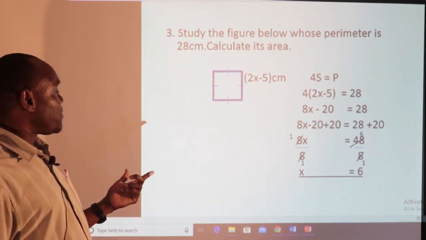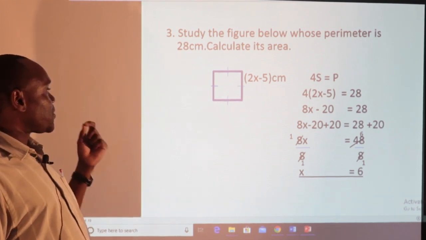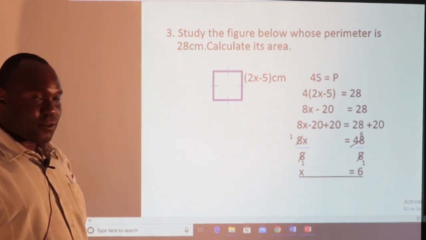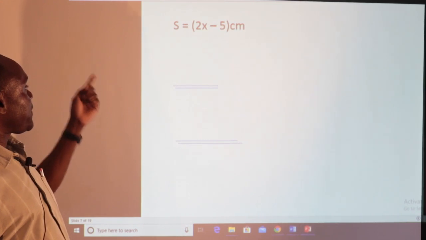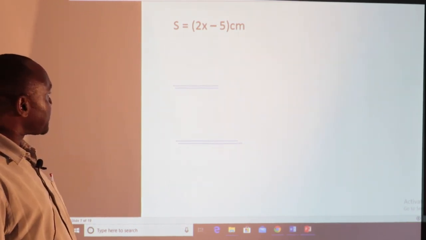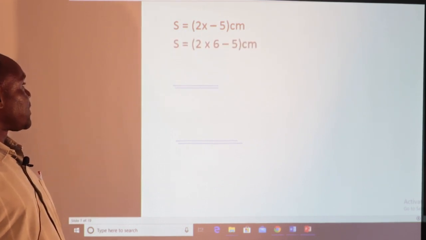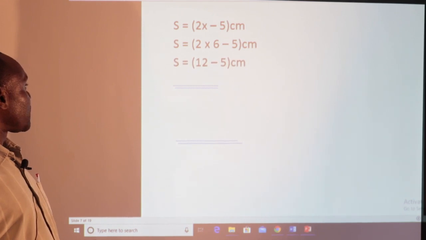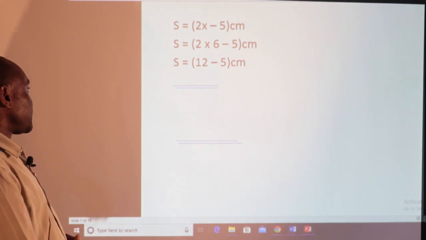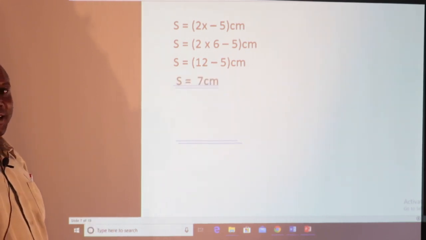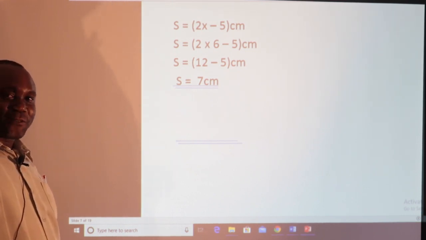So before we find the area, we need first of all to know the side of that figure. So there we are finding the side first, which is 2x minus 5. So when you multiply 2 times the value of x minus 5, we have 2 times 6 gives you 12. 12 minus 5 gives us 7 centimeters. So that is the side. And that is not the answer. The question demands for the area.